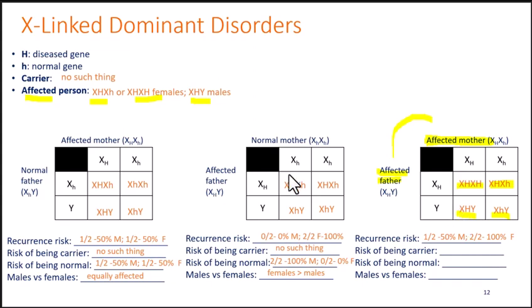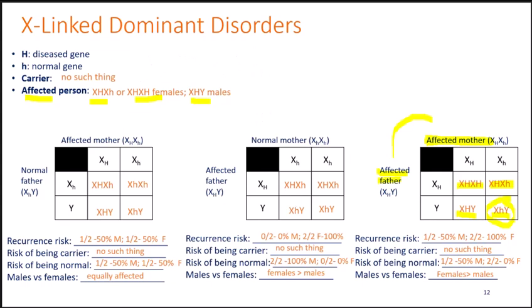Risk of being a carrier, no such thing, we know. Risk of being normal, we know it's 0 out of 2 for female. We've already clarified that, but with males, there's only 1 healthy genotype present here. So it's 0% chance for a female being normal, but 1 of 2 for the male being normal, because this is the only normal genotype. And then males versus females. Unfortunately, females are not looking so good here. They are also more greatly affected than males when it comes to both parents being affected with an X-linked dominant disorder.